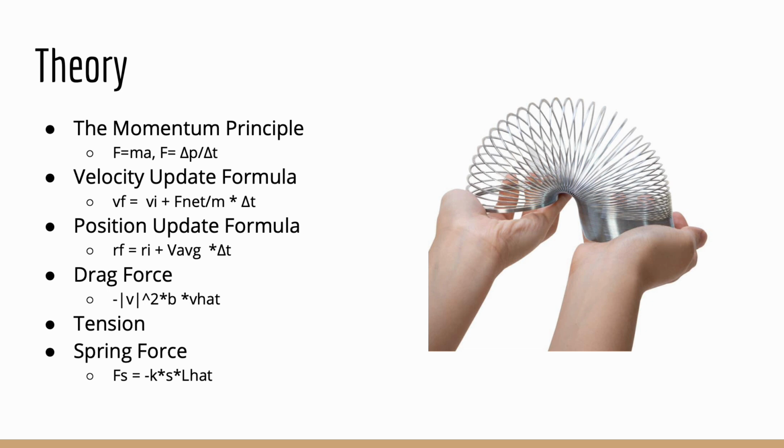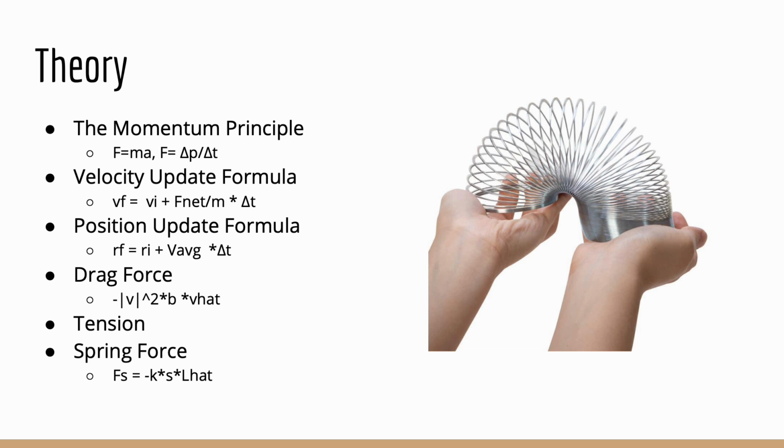Here's the theory behind this lab, starting with the momentum principle, which relates a force to the change in momentum over the change in time. We use this principle to derive the velocity and position update formulas, which allow us to use initial conditions such as force, initial velocity, mass, and change in time, in order to calculate final velocity and position respectively.